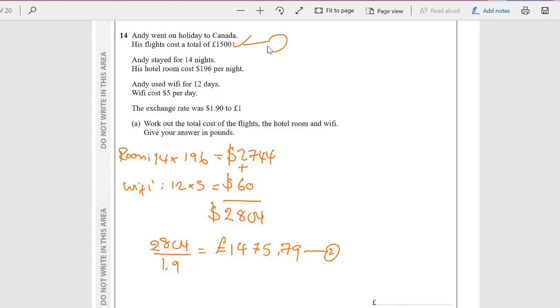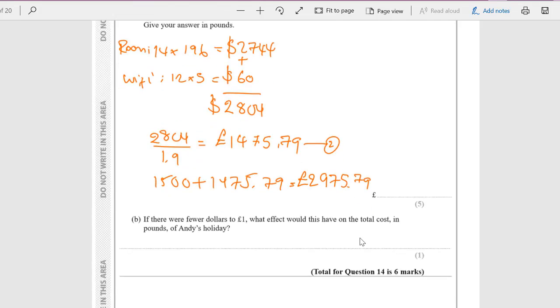So we add this with that. So 1,500 plus 1,475 and 79 pence will give you 2,975. Don't forget the 79 pence. So that's how much his total holiday cost.